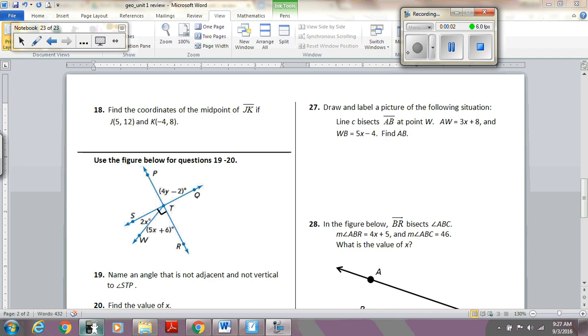All right, Unit 1 review continues. Number 27. Draw and label a picture of the following situation. Line C bisects segment AB at point W. So the first thing I'm going to draw is segment AB with a point W.